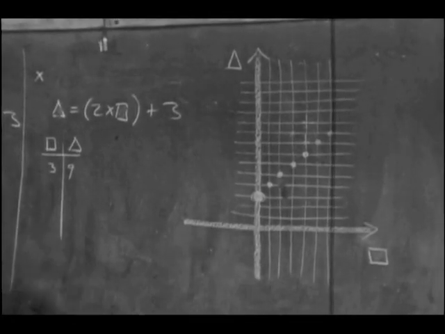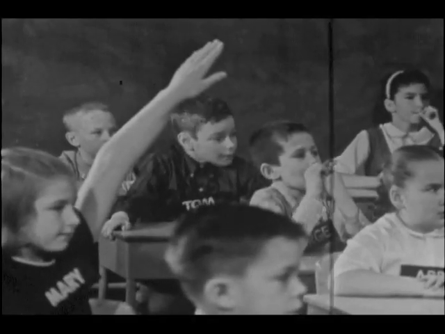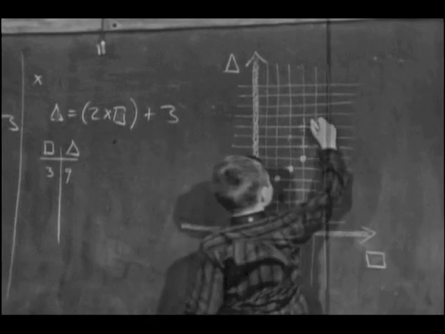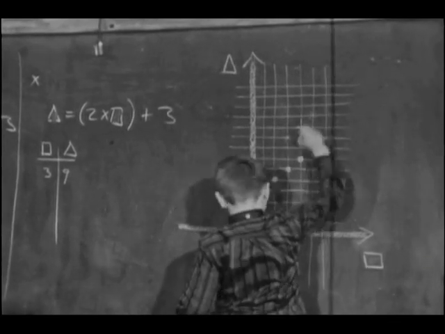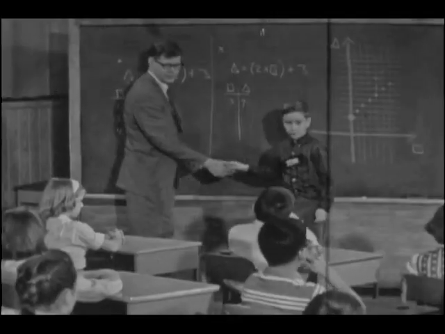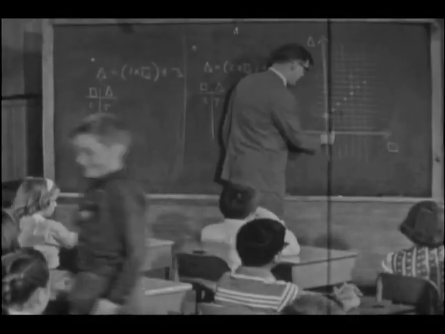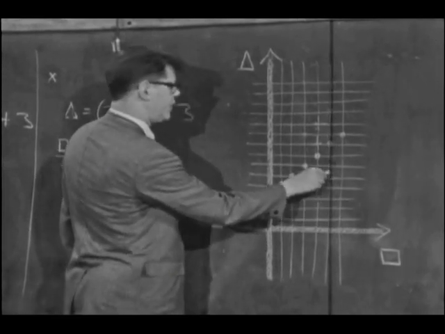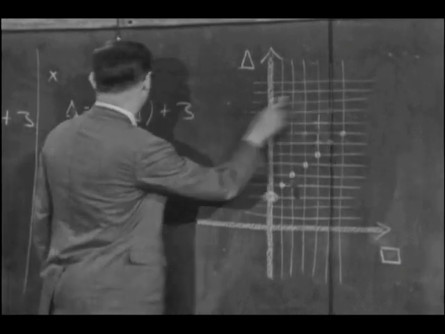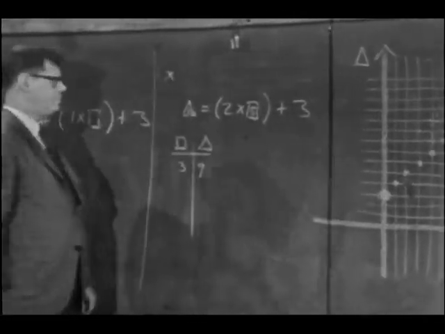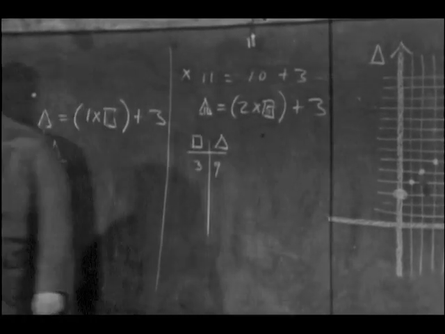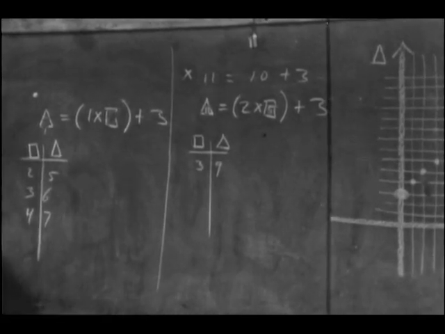Tom, come mark the next point with another point, would you, with a cross? How about that? Do you think that's shrewd? Let's see how it works. 1, 2, 3, 4, 5. 1, 2, 3, 4, 5, 6, 7, 8, 9, 10, 11. 5 and 11. There's 11 equals 2 times 5, that's 10, plus 3. True or false? That didn't work either.